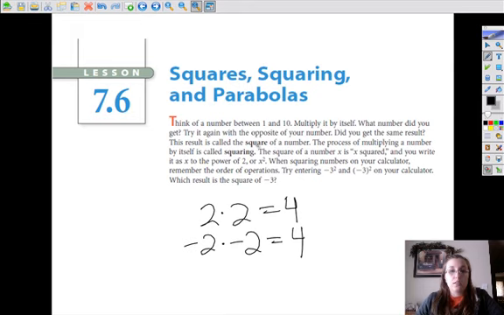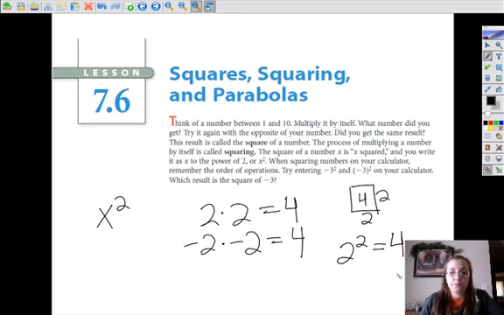So this is called the square of the number. So instead of saying multiplying a number by itself, we call it squaring it. And that's because when you talk about a square, 2 times 2 gives the area of a square, 4. So the process of multiplying a number by itself is called squaring. So the square of a number is x squared, and you write it as x to the power of 2, or x squared. So that's why we call this x squared. So I could say that 2 squared equals 4.